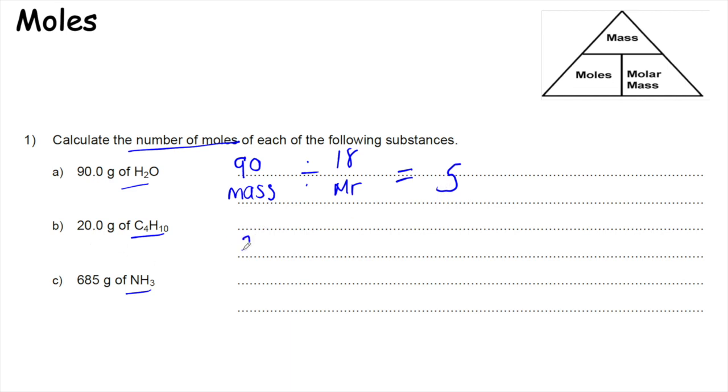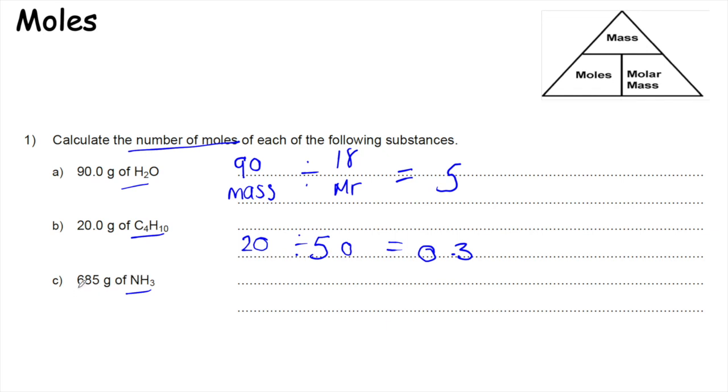This one, the mass is 20 grams, divided by this, very complicated, or it looks to be. It's not if you just break it down. So if we do this for butane, which is this compound here, C4H10, what we'll see is we've got 4 times 12, and then added to the 10, we've got for the hydrogens, 1 for each hydrogen. You'll see it's 58. So 20 divided by 58 works out at 0.3.